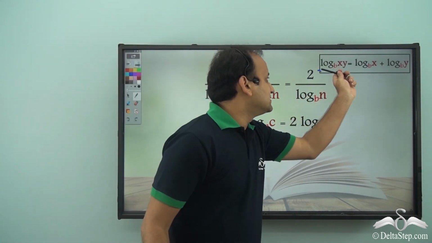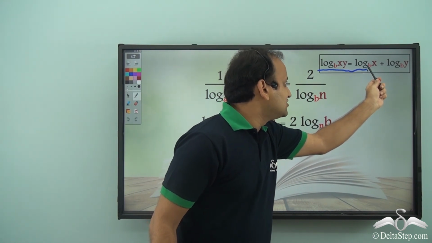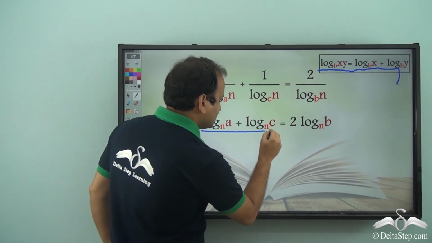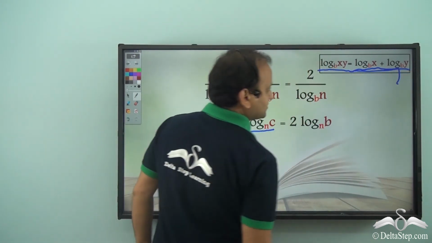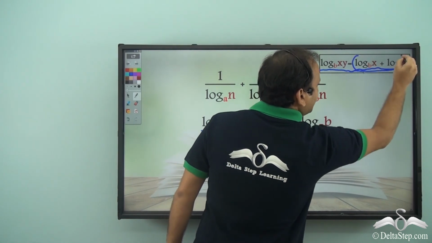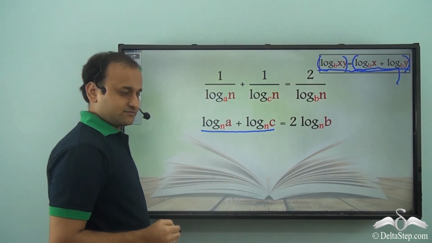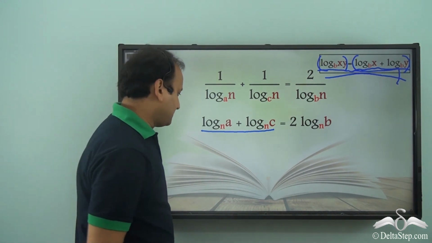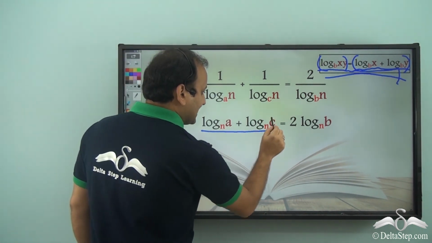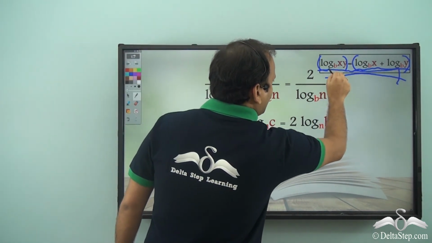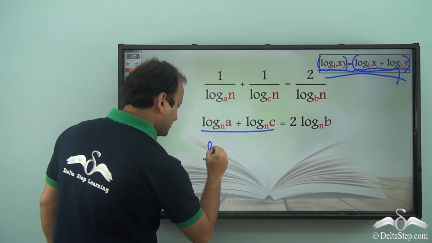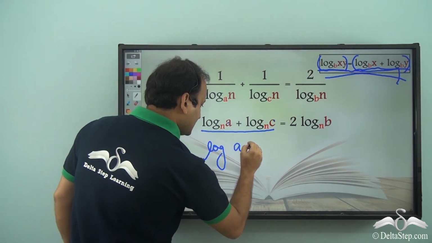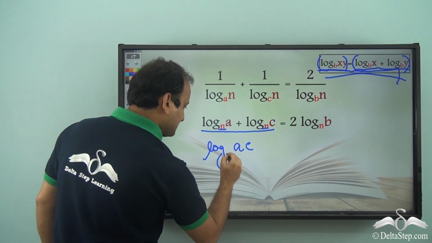The product law looks something like this, where we have log xy to the base b is equal to log x to the base b plus log y to the base b. Now, this part of the equation looks very similar to this part of the equation. And if this is so, then we can write this part as this part. So let's try to convert using this particular law of logarithm, that is the product law. So we have log a to the base n plus log c to the base n. If we write it in the form of log xy to the base b, this will become log ac to the base n, which is the common base.